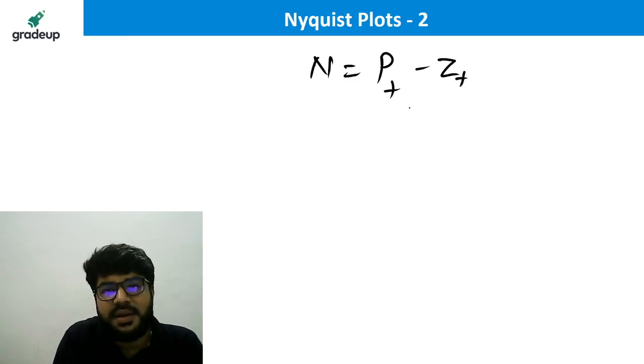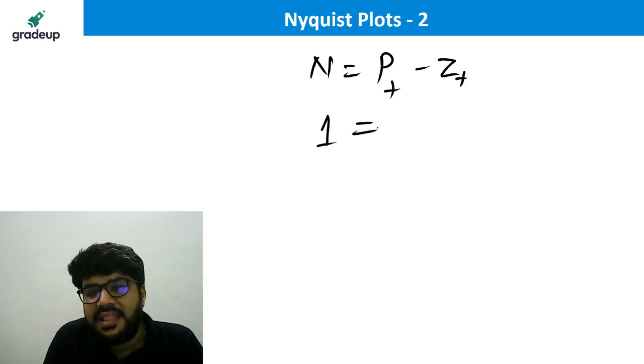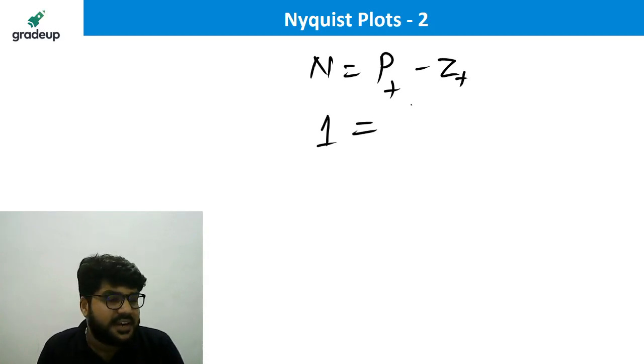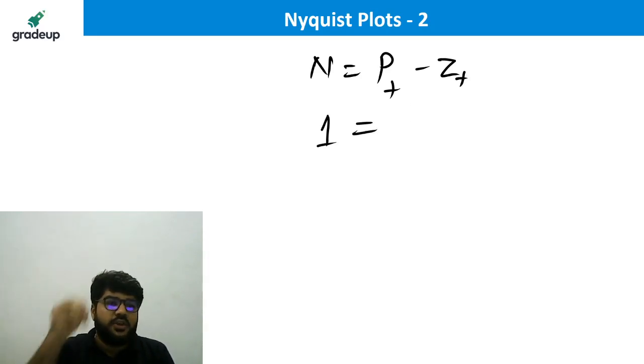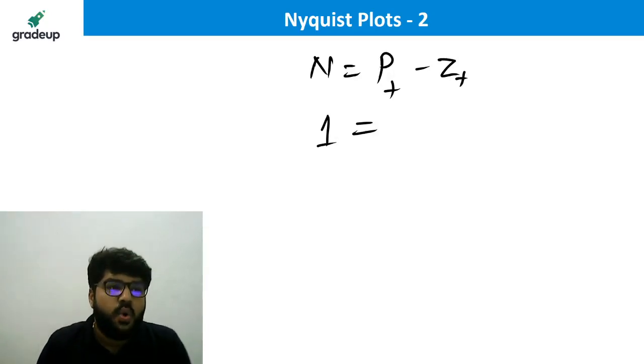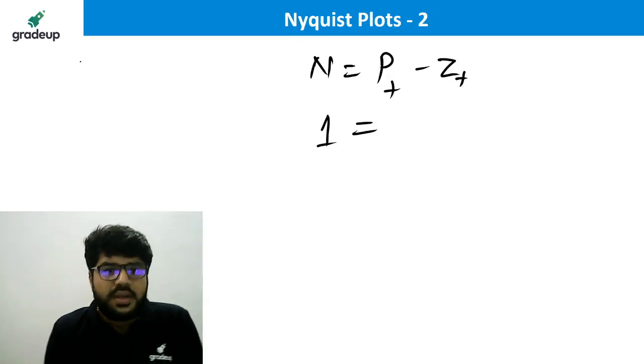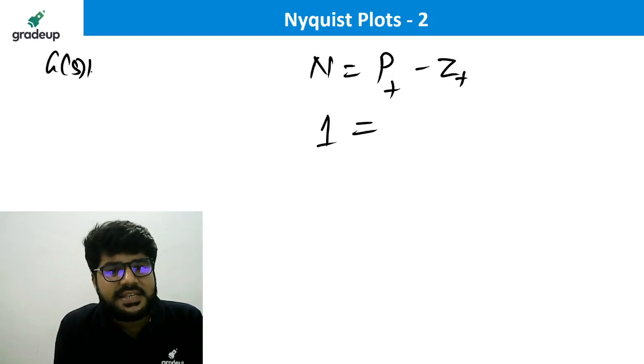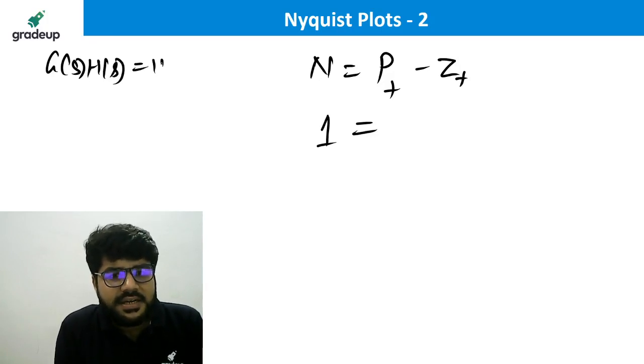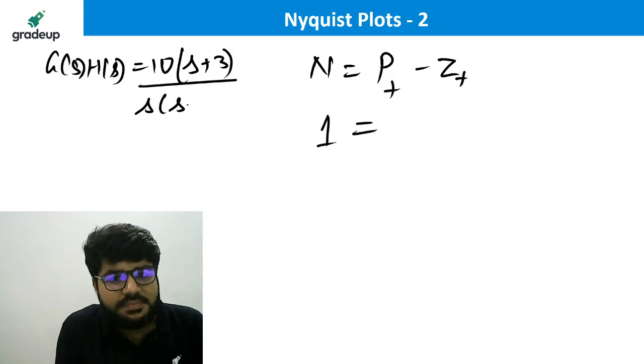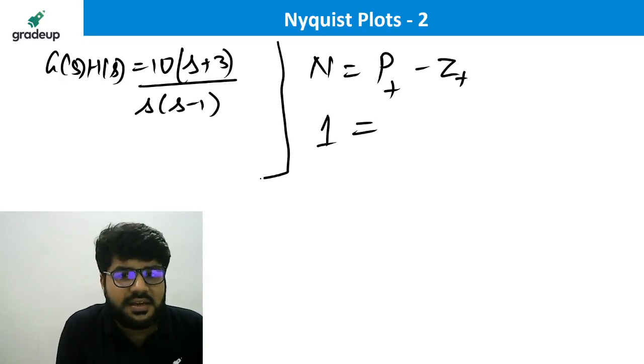minus z plus. But what is p plus? n is 1, but the number of encirclements alone does not ensure that it will be unstable. You have to look into p plus also. What is p plus? What is p plus? G(s)H(s) is 10(s plus 3) divided by (s minus 1). Look at the question.